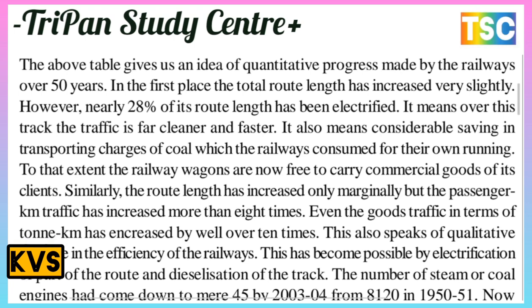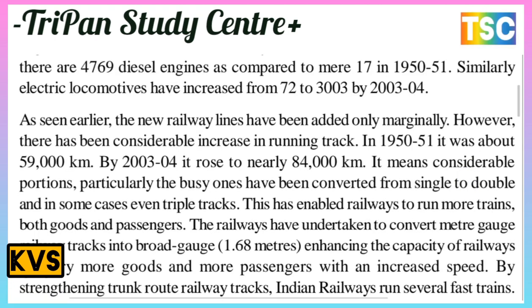The number of steam or coal engines has come down to 45 by 2003-2004 from 8,120 in the 1950-51 year. Now there are 4,769 diesel engines compared to a mere 17 in 1950-51, and similarly electric locomotives have increased from 72 to 3,003 by 2003-04. As earlier, new railway lines have been added only marginally, however there has been considerable increase in running track.